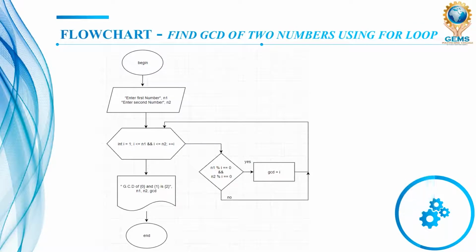Now this is the flowchart. Based on the algorithm, this flowchart is prepared. As I told you in the previous video, I already explained the flowchart, so here I am just giving a brief introduction. A flowchart is a pictorial representation of the algorithm. That means what we have written in the algorithm step by step, the same thing we are going to represent by using some symbols.